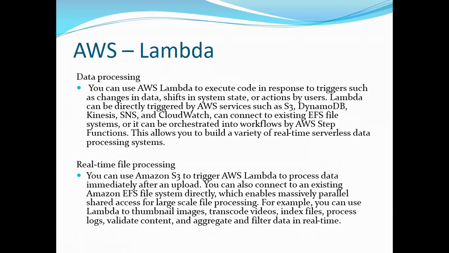You can also connect to an existing EFS file system directly, which enables massively parallel shared access for large-scale file systems. EFS is an Elastic File System service, which is also referred to as NFS in standard Unix servers. You can use NFS to mount external storage devices. Here, using the EFS service, you define a disk drive which can be mounted on multiple servers, right? So Lambda can directly interact with the EFS file system. Assume that you created an EFS file system of 1 terabyte and mounted it on EC2 servers, and you are using Lambda to directly access the EFS file system and read the files to process further.